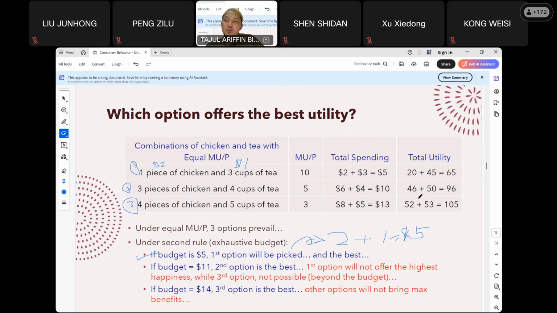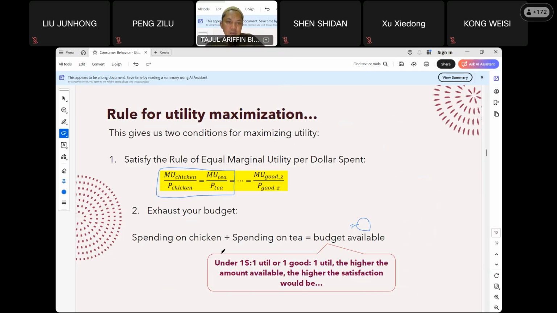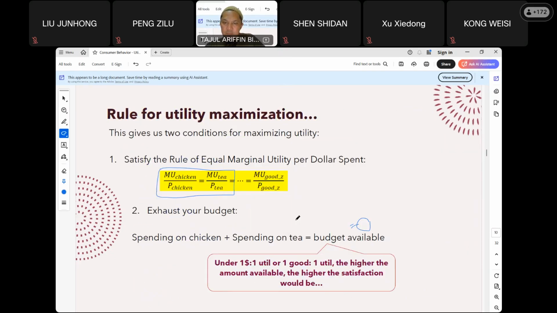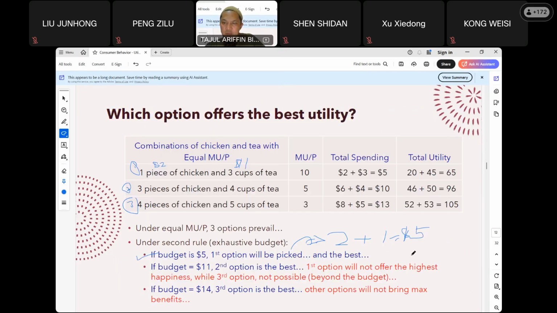Now, in terms of total utility, for 2 chicken, the total utility is 36. For 1 chicken, 20. So the utility becomes 36 plus 20. Oh, I forgot.